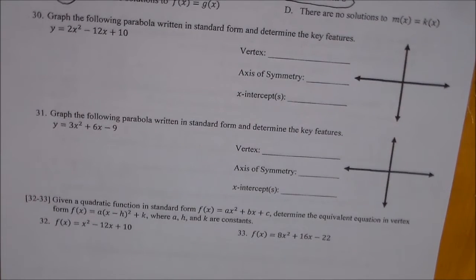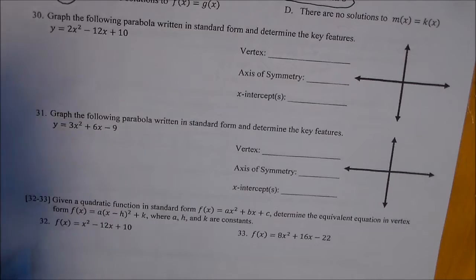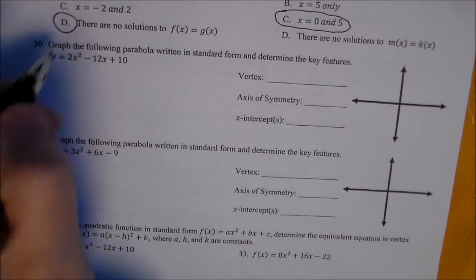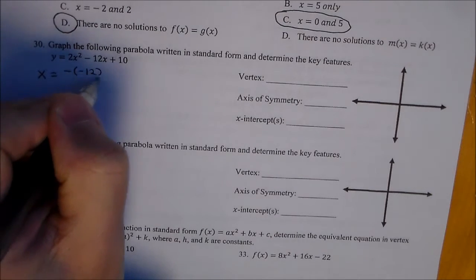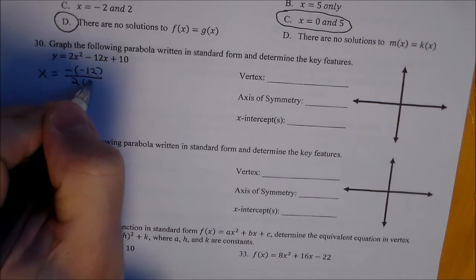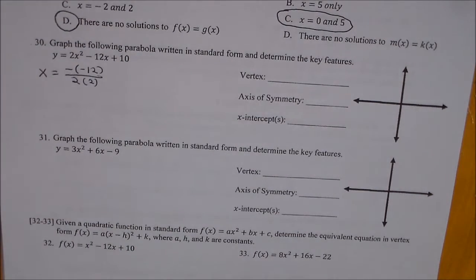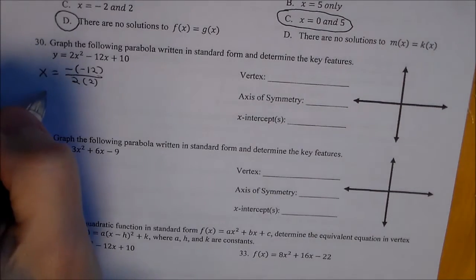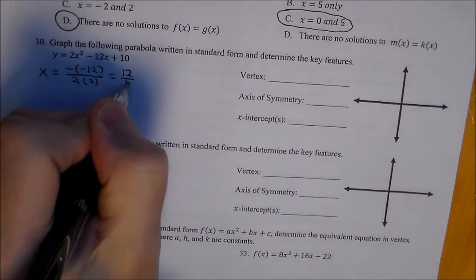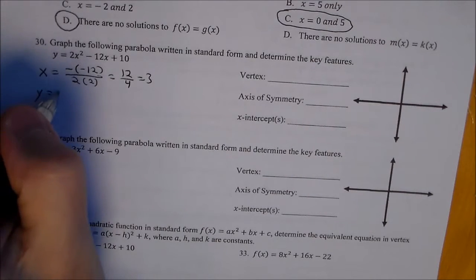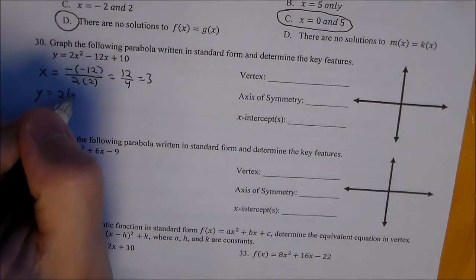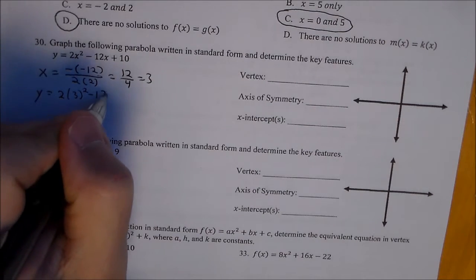All right, moving on to graphing. We are now graphing in standard form. In standard form, we want to find the vertex by doing negative b over 2a. So the x value is negative 12, that's negative b, over 2 times 2. So this is now 12 over 4, or 3. We then take that, substitute it back in to find the y value of the vertex.